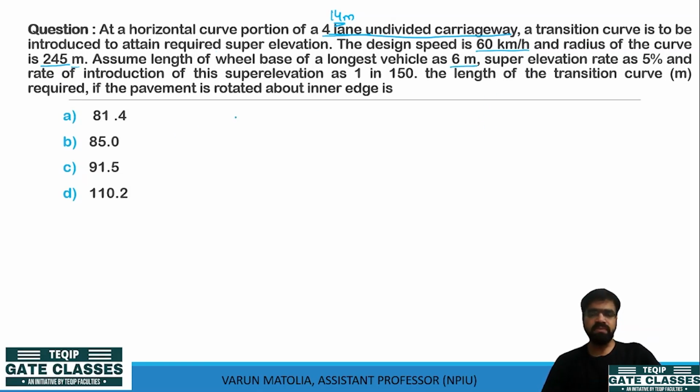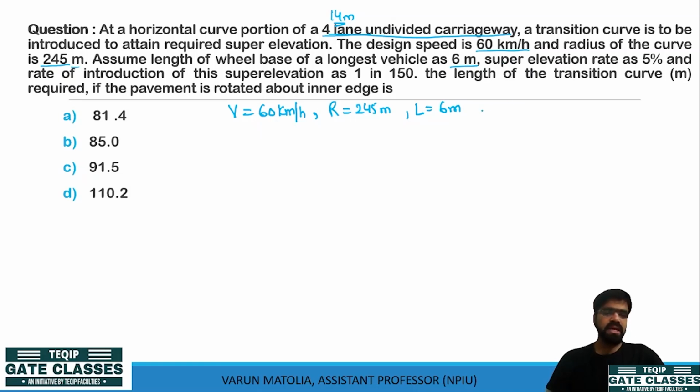Fine. Let us write the values we have one by one. We have design speed V as 60 kilometers per hour. Then we have the radius value as 245 meters. Then we have length of wheelbase L as 6 meters. Superelevation rate, this is the E value, as 5%. Then we have the rate of introduction of the superelevation, that is the N value, as 150.